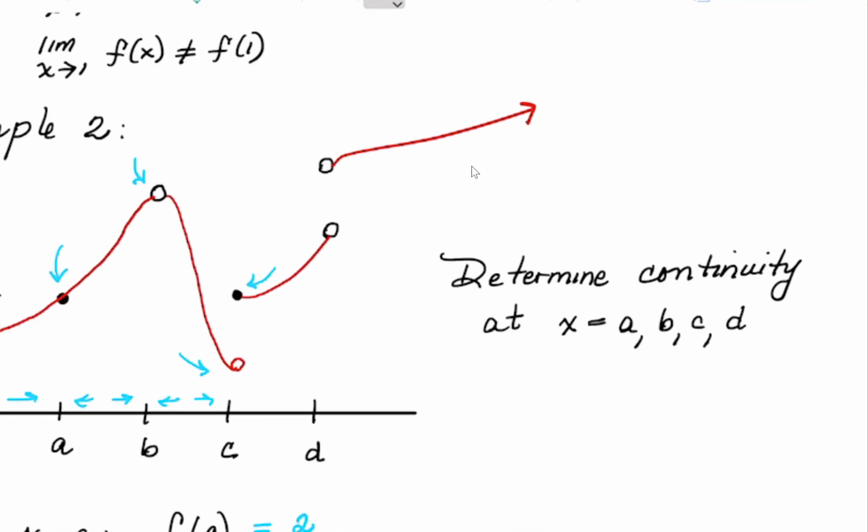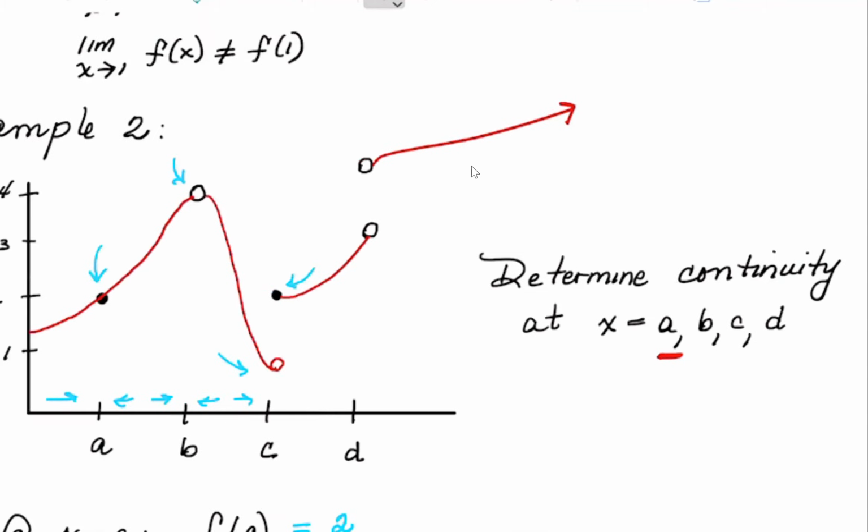So our areas of discontinuity are x equal to b, x equal to c, and x equal to d. And the only place that f is continuous is at x equal to a. Next example.